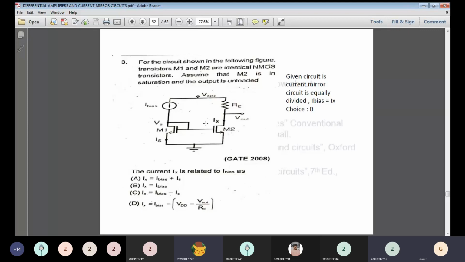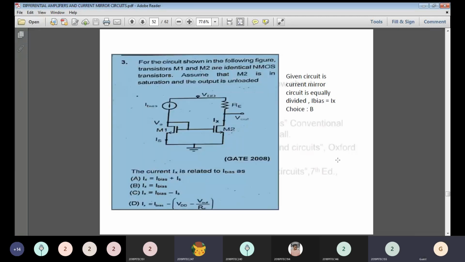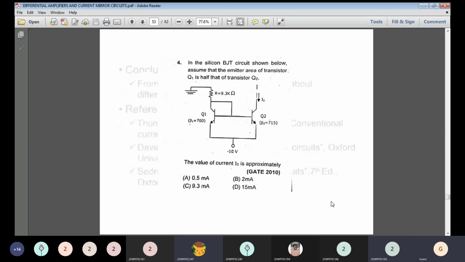So when both are equal, which option is correct? Both are equal. That is the concept of the reference current. That is the concept of current mirror. So option B is correct because the output current is equal to the reference current. Okay, these are all simple questions.